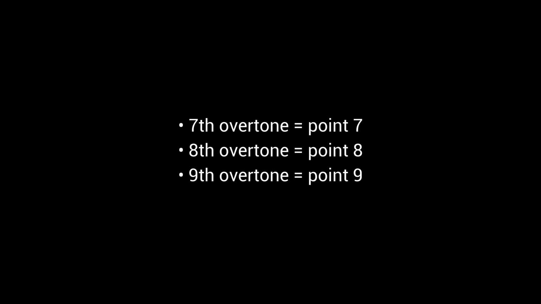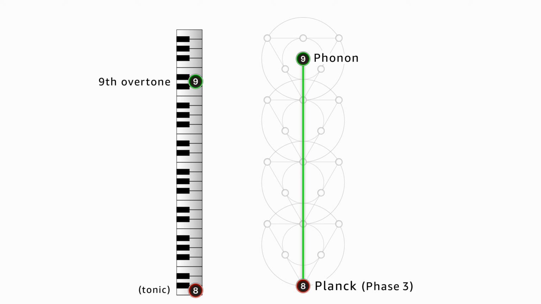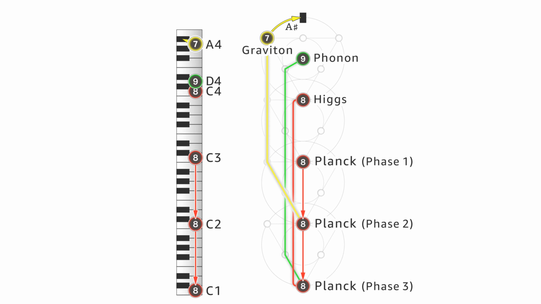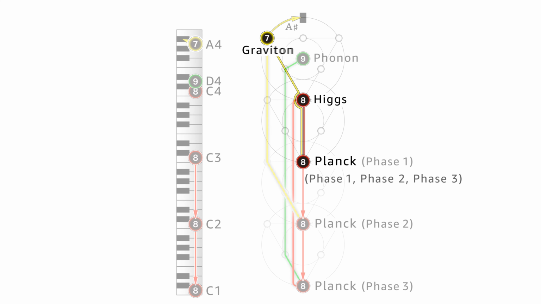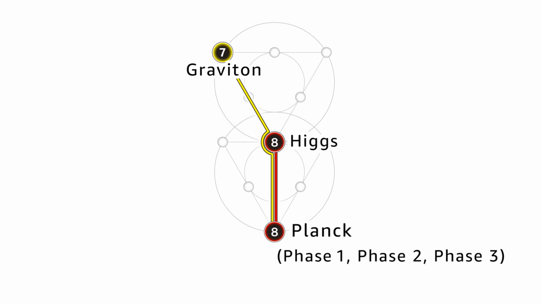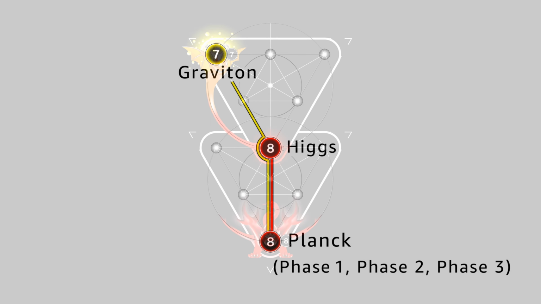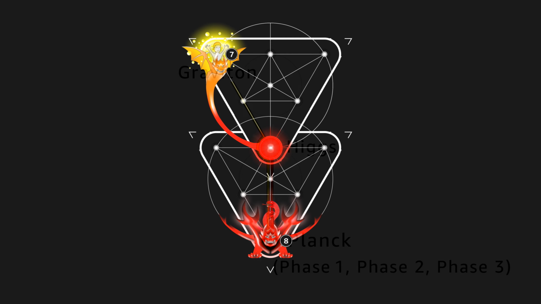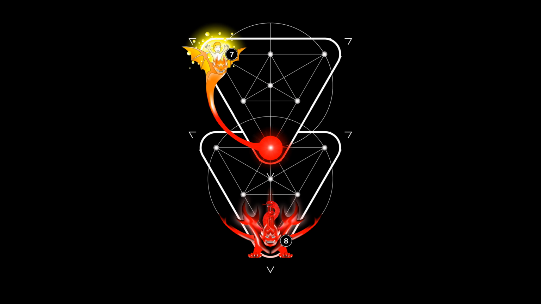The 9th overtone is represented by the relationship between the Planck particle and the phonon. As we have seen, the Planck particle is represented by 3 different positions, but, for the sake of simplicity, these 3 positions can be superposed. In this figure, 0.8 as Planck particle represents the superposition of the 3 phases.